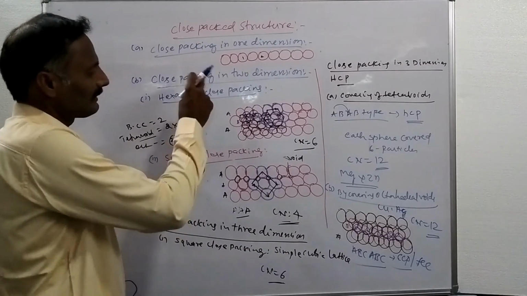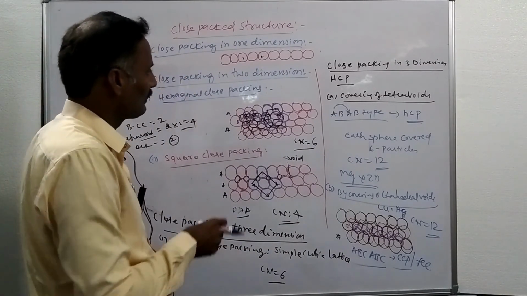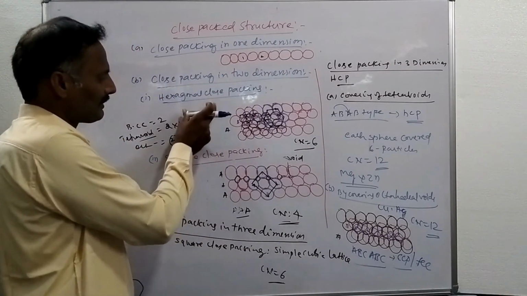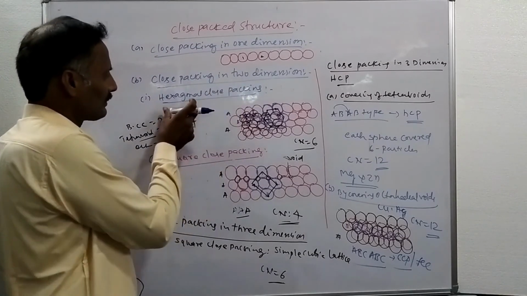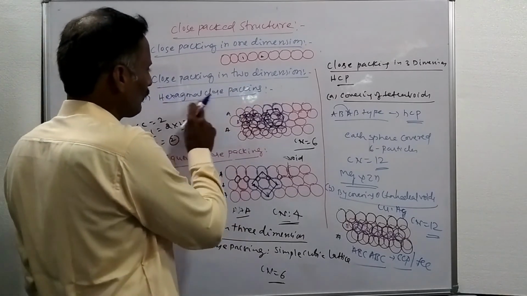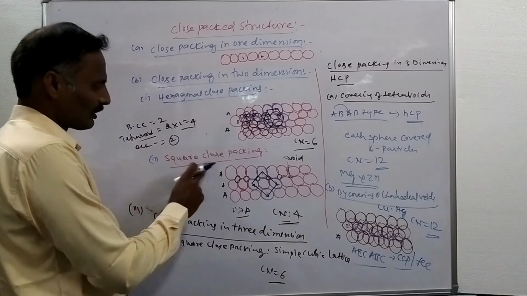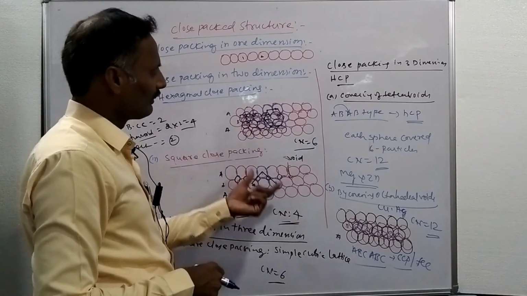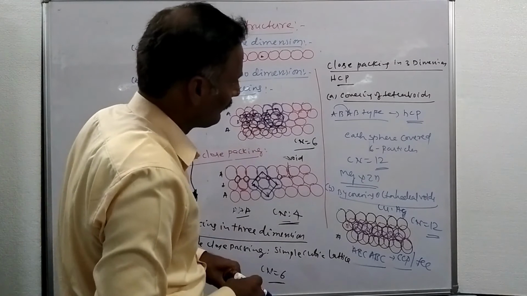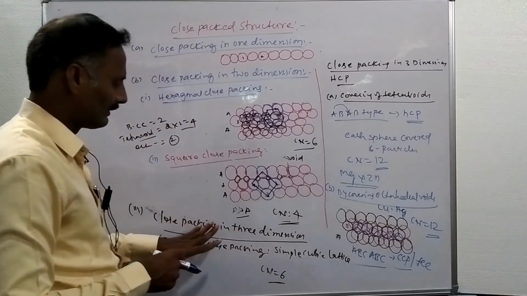These are close packed structures in different forms: one-dimensional close packing and two-dimensional close packing. In two dimensions you come across two types of packing: hexagonal close packing and square close packing. In square close packing the coordination number is 4, and in hexagonal close packing it is 6. Similarly, you come across close packing in three dimensions.